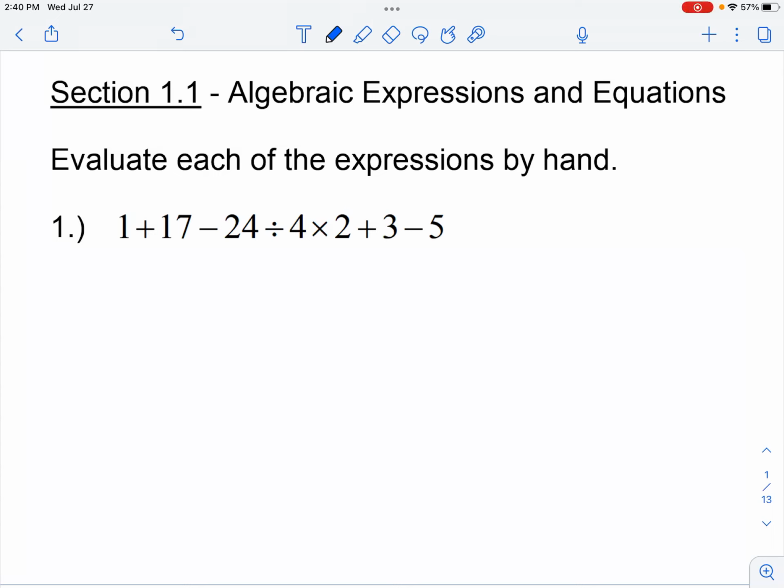Let's take a look at how to deal with algebraic expressions and equations. So in this first video for this section, we're going to take a look at algebraic expressions. We're going to focus on numeric expressions. So we're going to evaluate each of the following expressions by hand, meaning we're going to try our best to do it without a calculator.